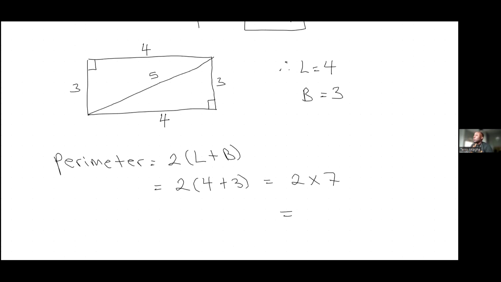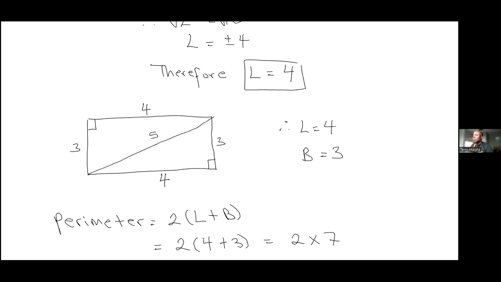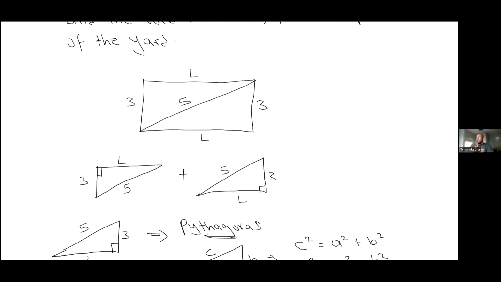What was the unit? Was it meters or centimeters? Let me have a quick look. Meters. So it's going to be 14 meters. So that will be the answer for that. So the perimeter of this shape in this question is 14 meters. So I hope that helps.